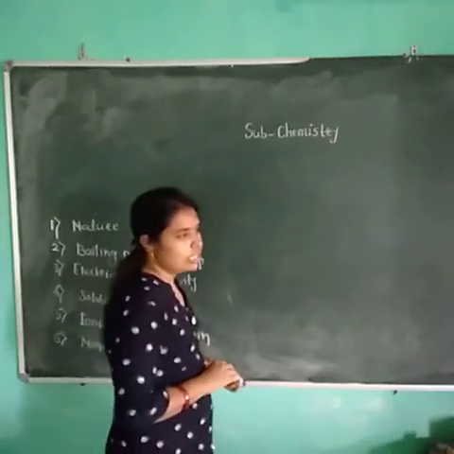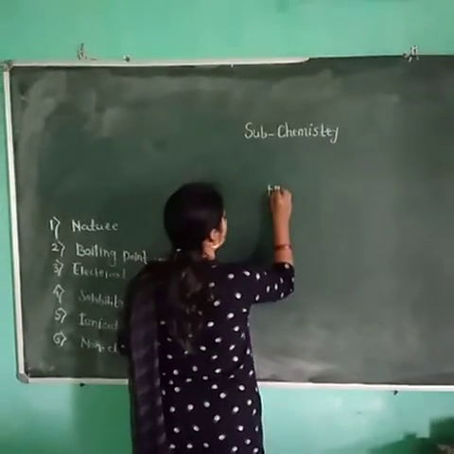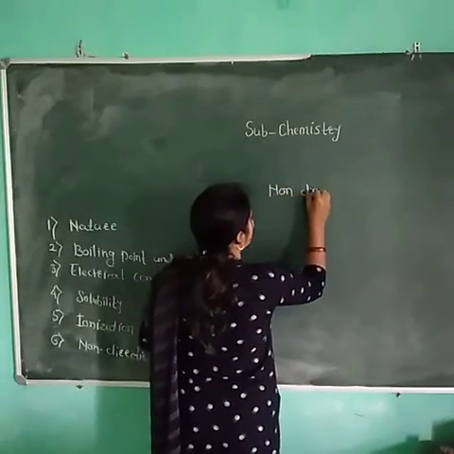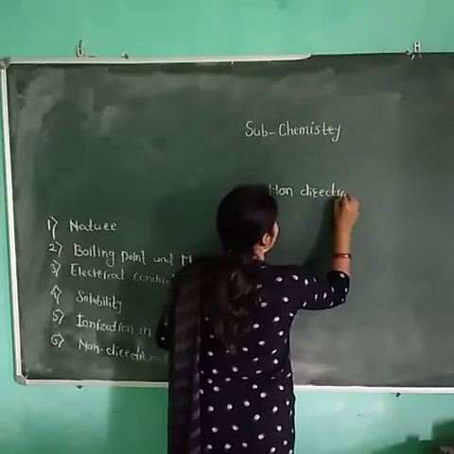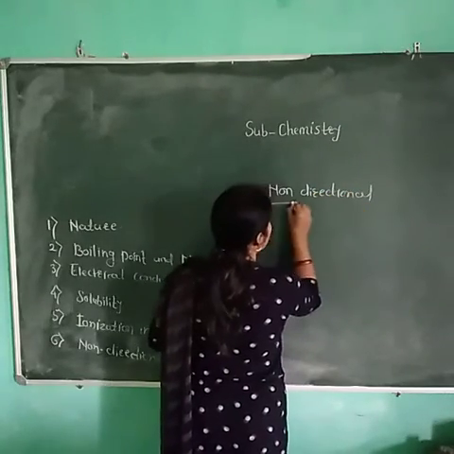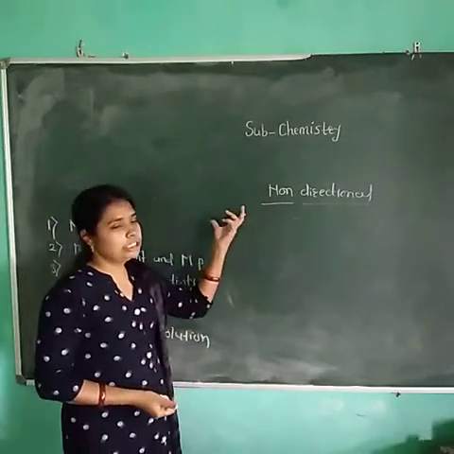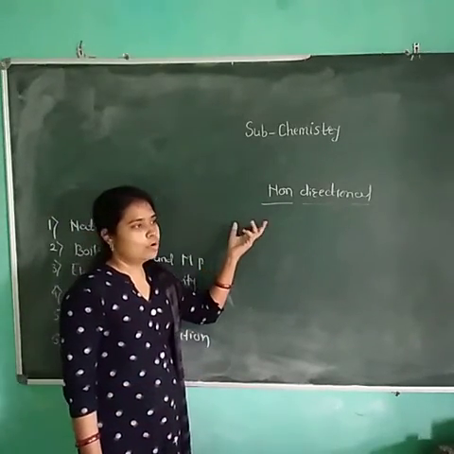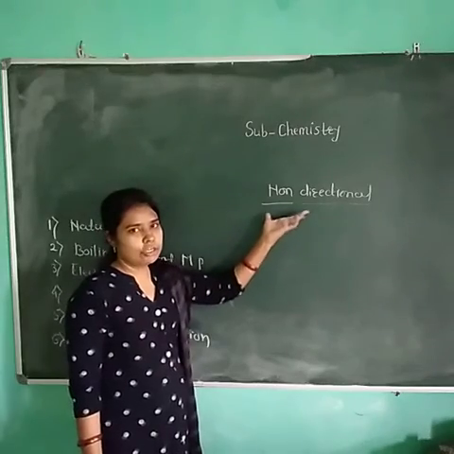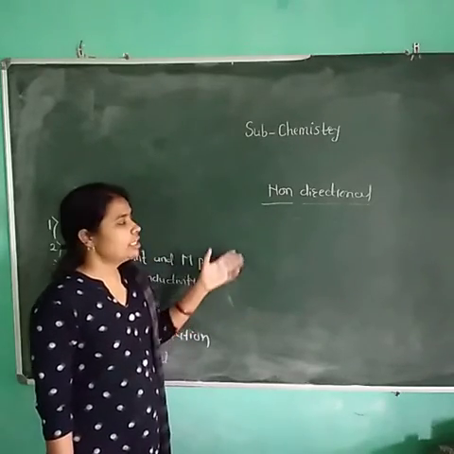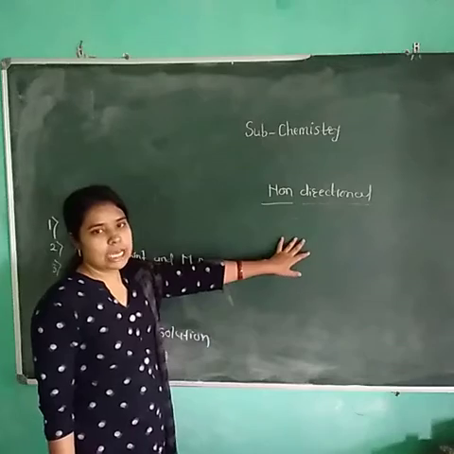So next is non-directional. What is meant by non-directional? This is the main characteristic of the ionic compound. The ionic compound is non-directional. It means that it does not exhibit isomerism.